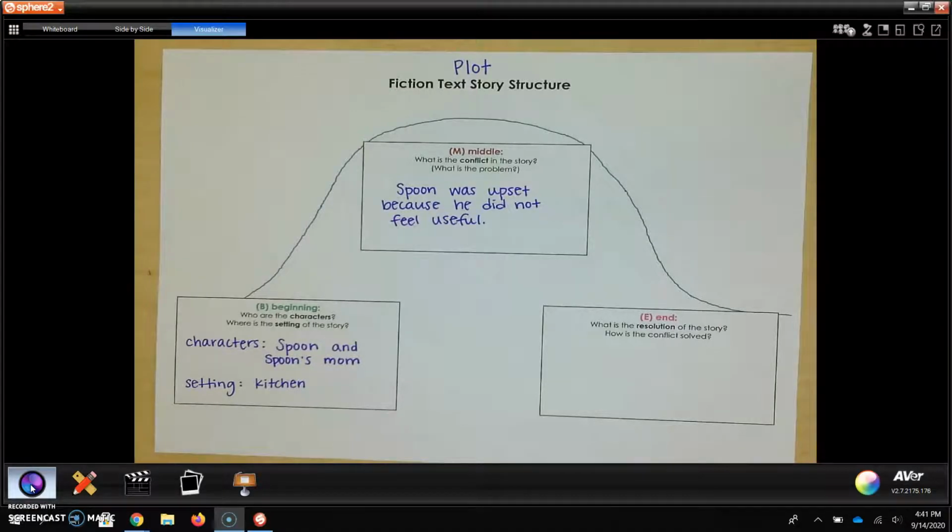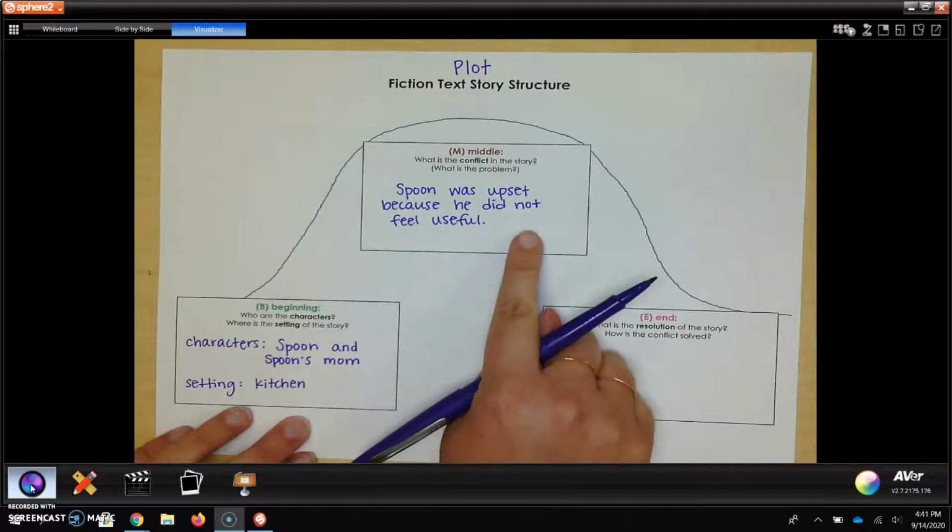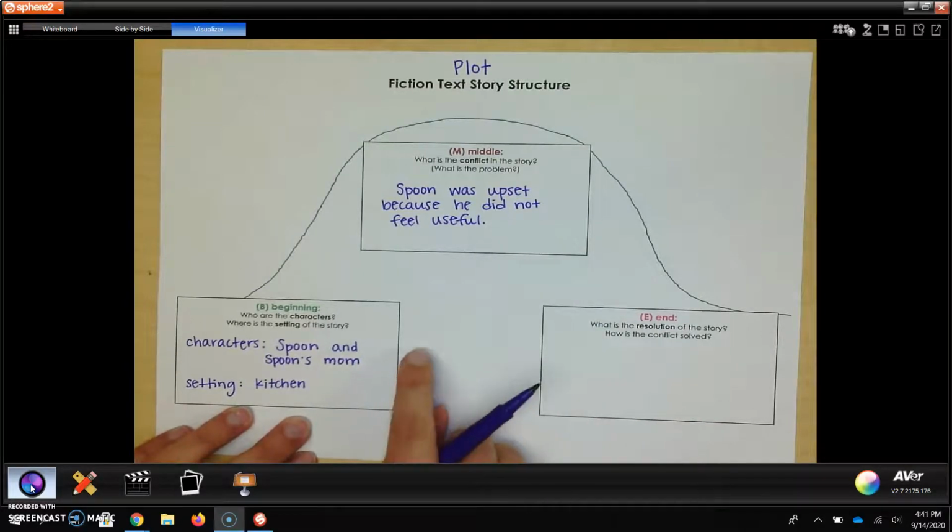He didn't feel as useful as Fork, or he didn't think that he could cut through things like Knife did, or pick up things like Chopsticks did. So we know that the main problem in the story was that Spoon was upset because he didn't feel useful.